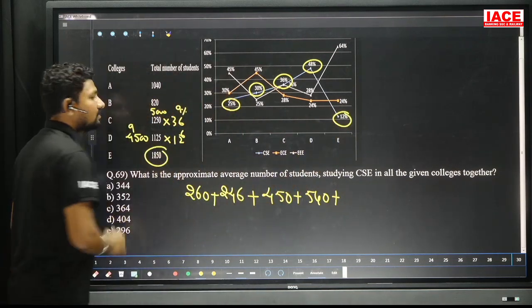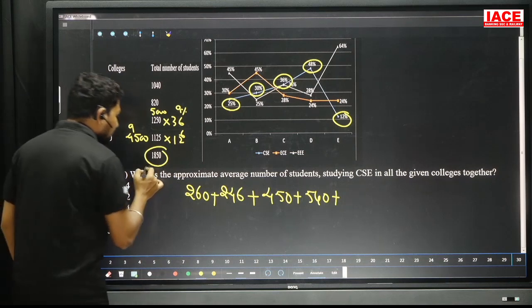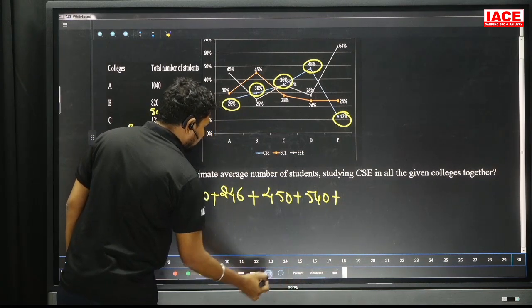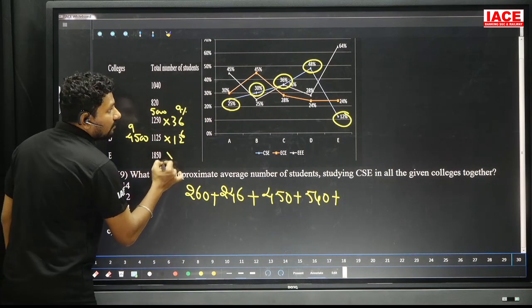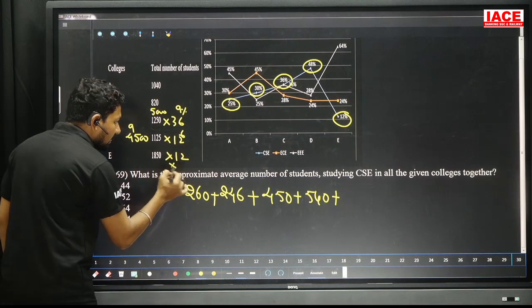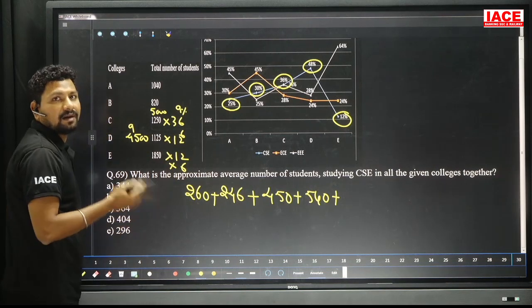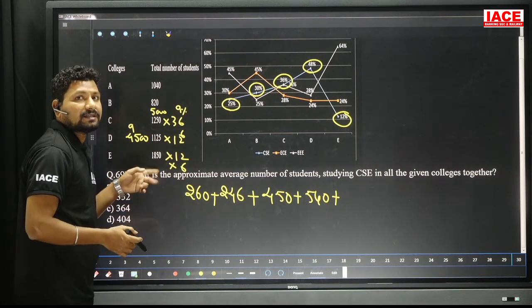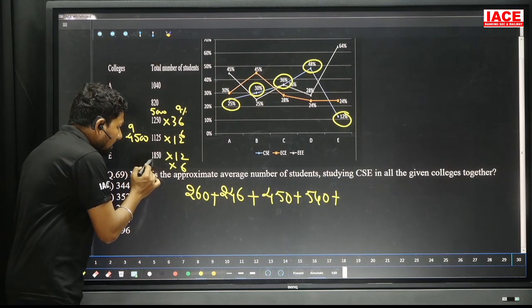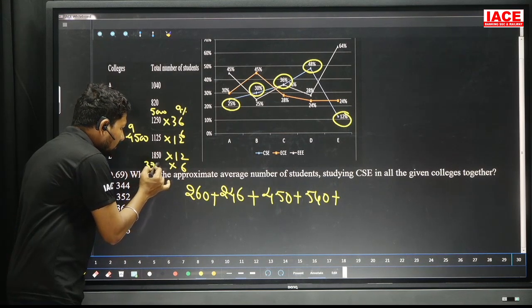12% of 1850. We can write 1850 double value. Here we can multiply 12 directly. Otherwise, I am taking a 6 here and 1850 double. 18 double value is 36 and 150 double value is 300. So here 185 double is 3700.